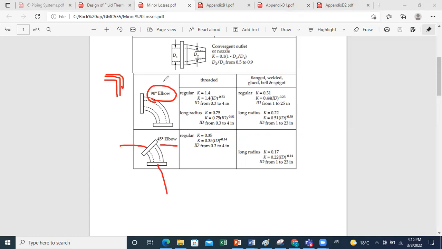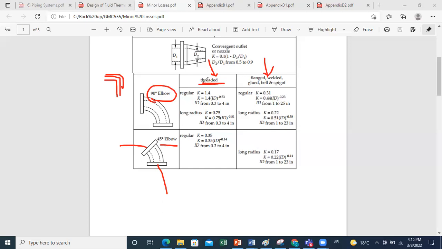Plus, we categorize elbows depending on the type of assembly with the piping system. So if we have threaded elbows, or if we have flanged or welded or glued elbows. If you remember in the chapter of accessories, we defined what the different types of elbows are and the way of assembling them, or putting them in the piping system. All of these, the technique of putting the accessories with the system, will also affect the minor loss coefficient.